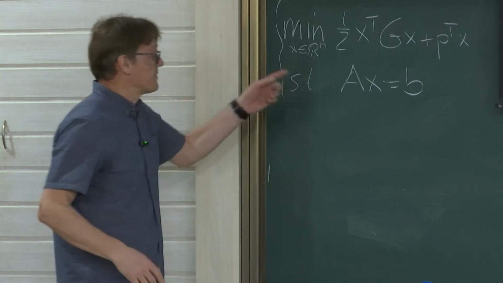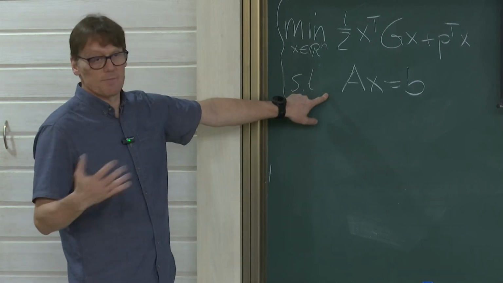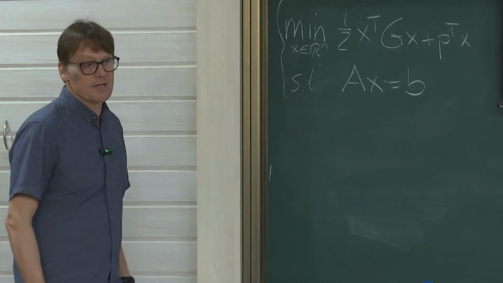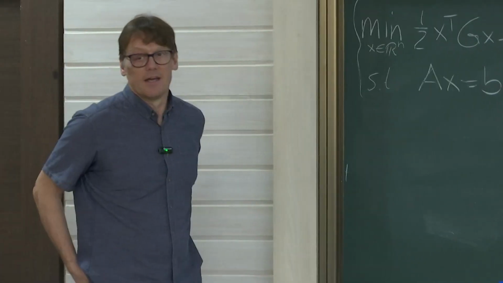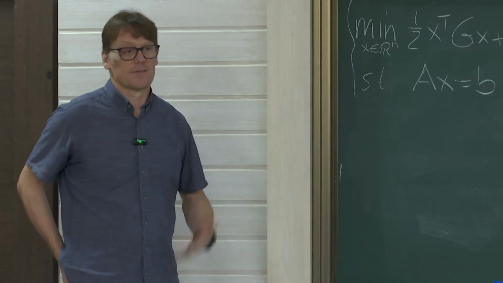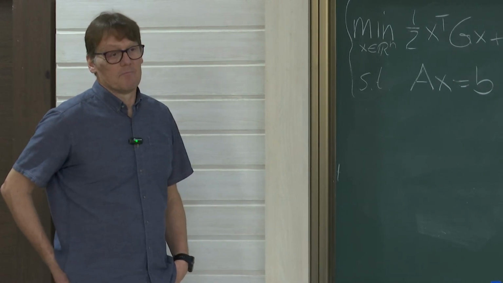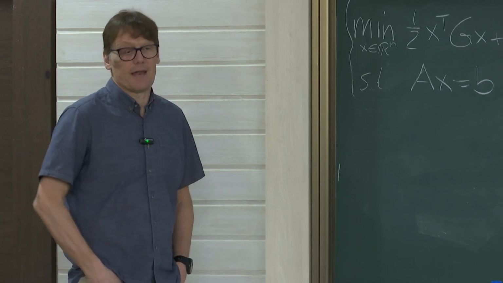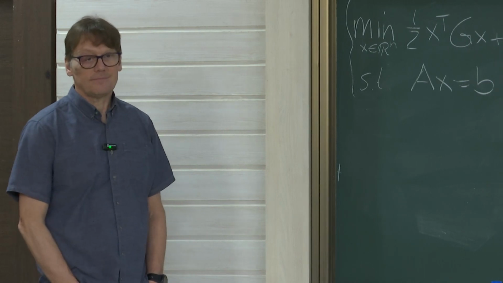And this arises, for example, in PDE constrained optimization, where Ax equals b is the discretization of a partial differential equation. And so you can go up to billions of variables in that case, using iterative solvers to solve these systems. But we're not going to go that big here. Okay.